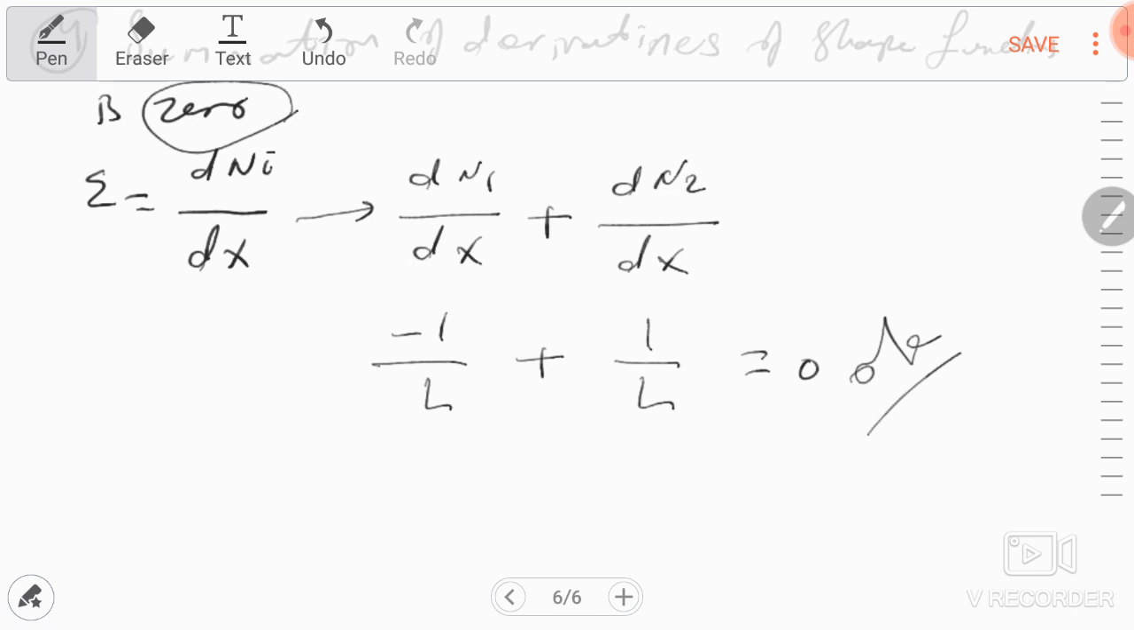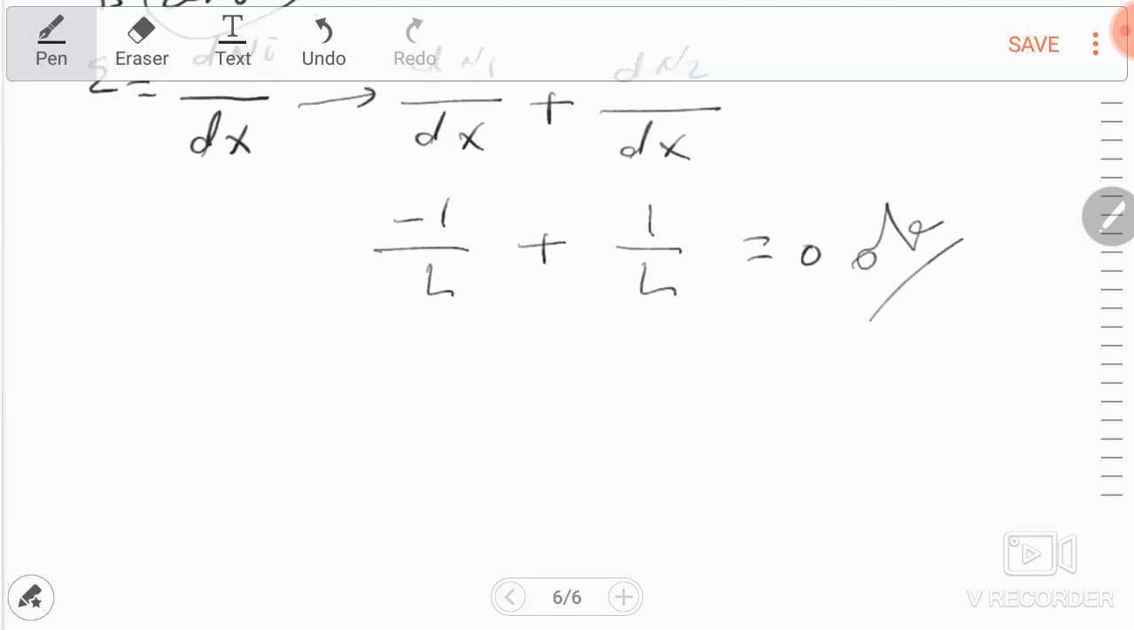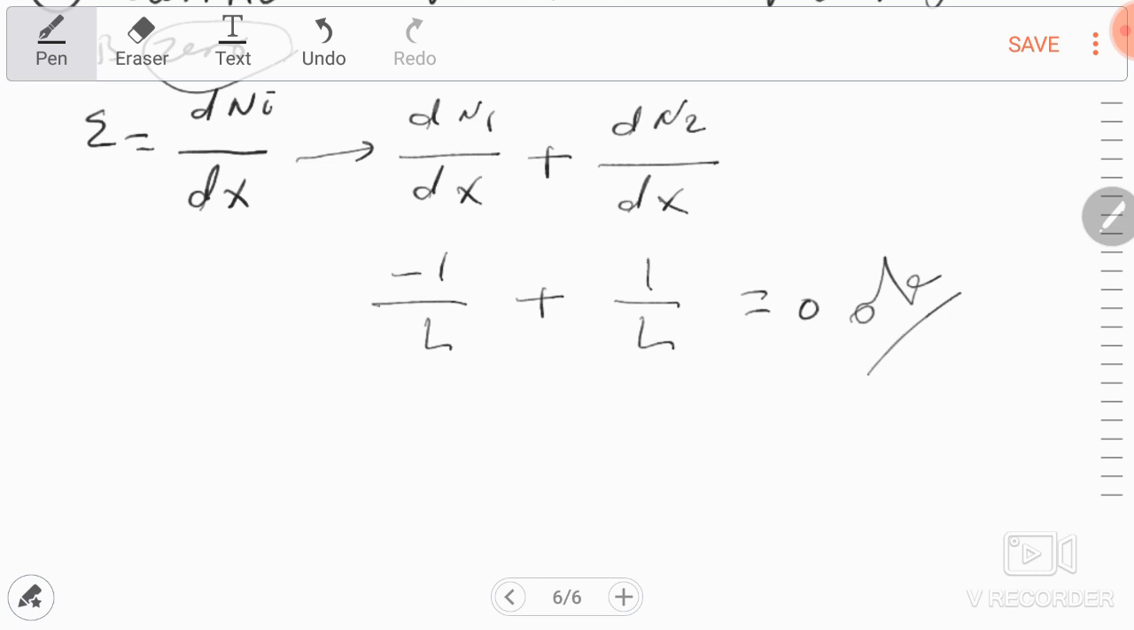That's all. Maybe in the next videos I can show you a whole example with numbers, where I will solve an example and check the criteria for the shape function.